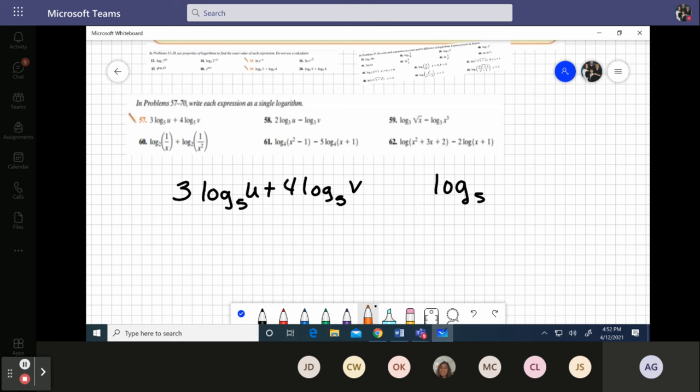First thing I want to do is take this 3 back up to the u and this 4 back up to the v. So I have a u to the third plus a v to the fourth. Yes? And then this plus sign can get replaced. So I have log base 5 of u to the third times v to the fourth.